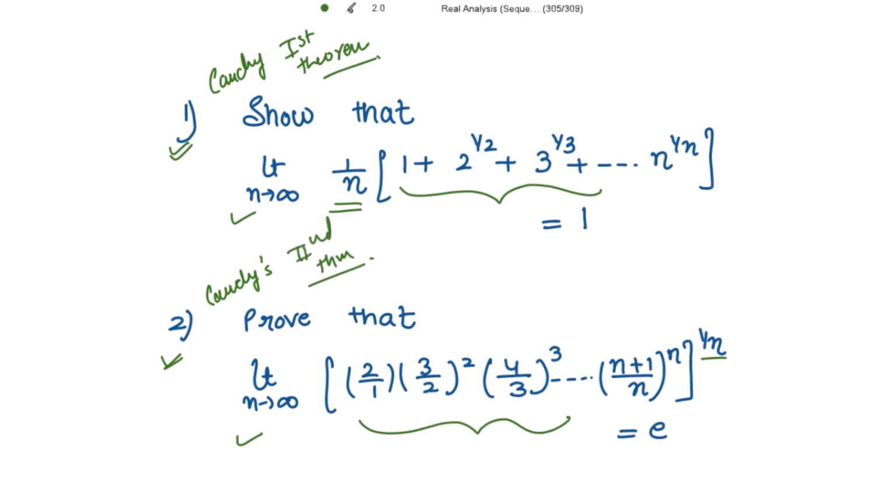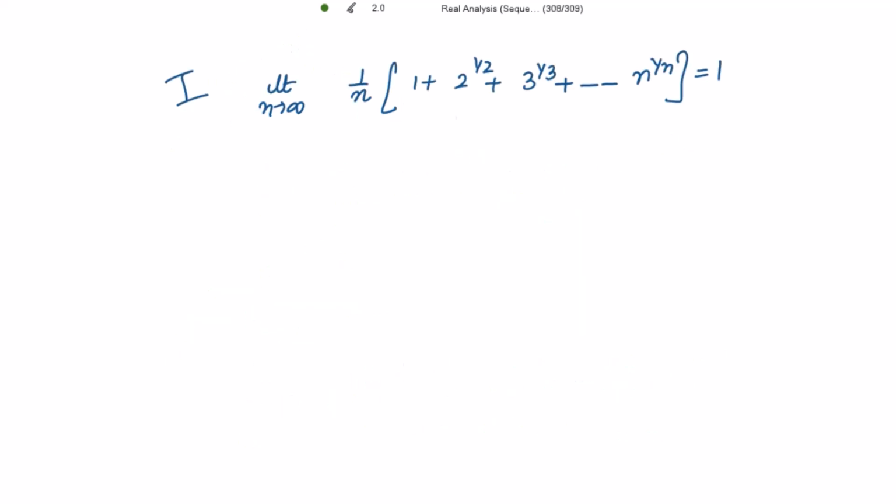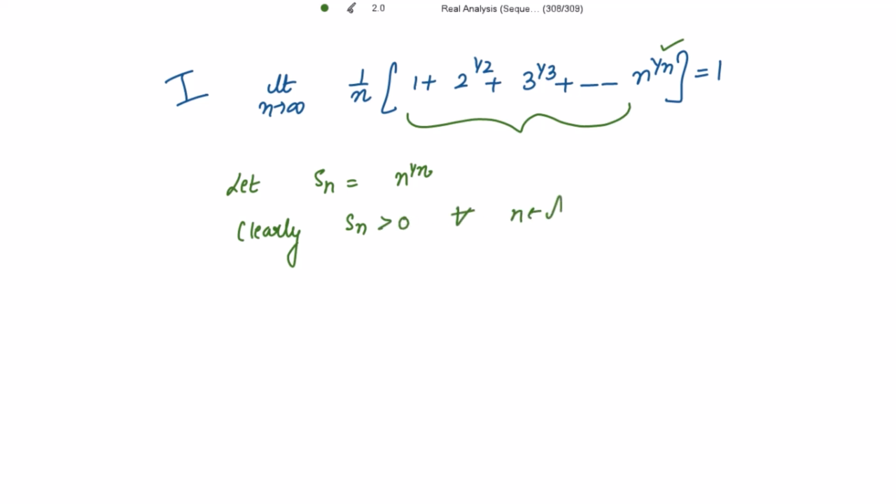Right? Let's move on to the solution. The first part. What is the nth term here? Let Sn be equal to n to the power 1 by n. And clearly this Sn is strictly positive for all n belonging to the natural numbers. Let's check the limit of Sn. That is the limit of n to the power 1 by n, which is equal to 1. It is always equal to 1. So now I am going to use Cauchy's first theorem over here.